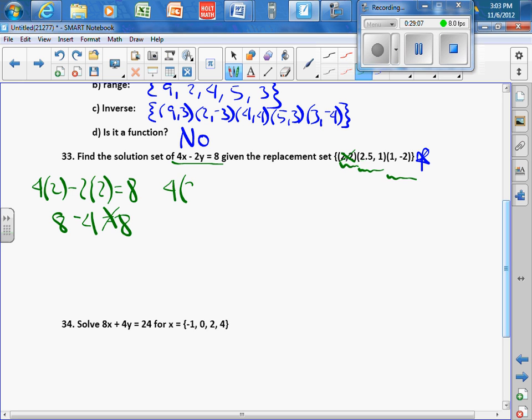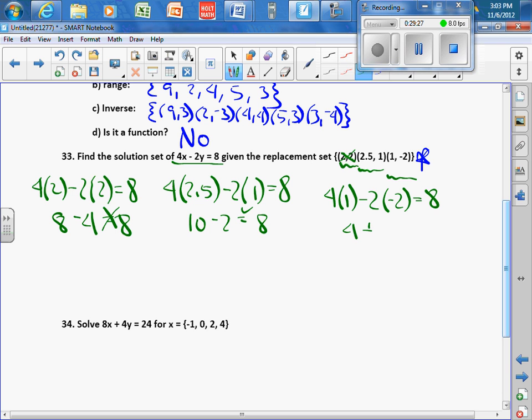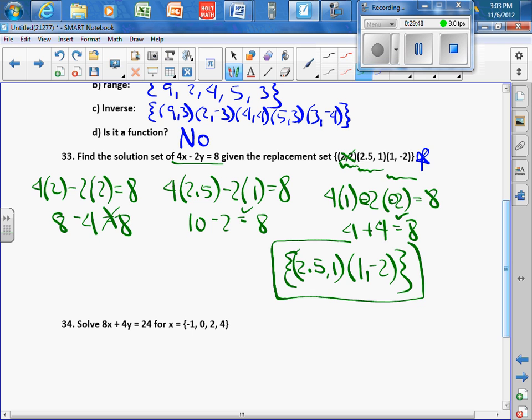We're going to take 4 times 2.5 minus 2 times 1. Is that equal to 8? 4 times 2.5 is 10. Minus 2 is equal to 8. That checks out. How about the last point? 4 times 1 minus 2 times negative 2. Is that equal to 8? We have 4 plus 8. Now this minus a negative makes it a plus. 4 plus 4 is equal to 8. That checks out. So our answer, class, would be (2.5, 1) and (1, negative 2). Make sure you show me your answer like this.